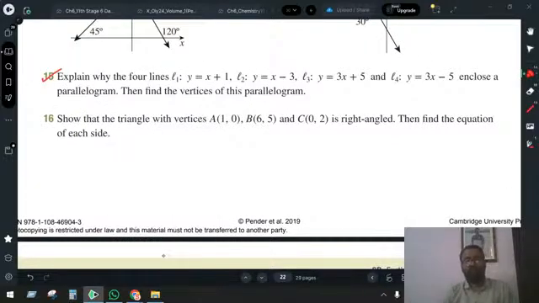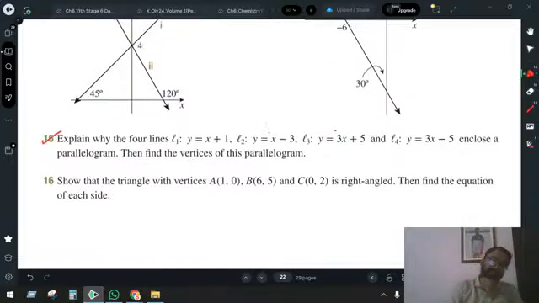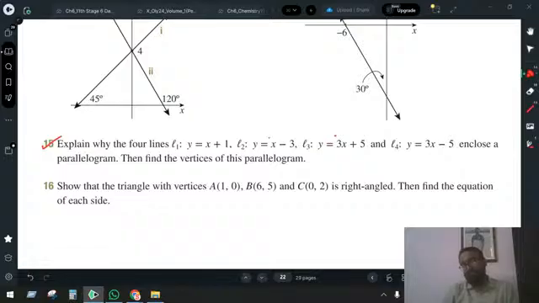Next, question 15. L1, L2, L3, L4 enclose a parallelogram. Find the vertices of the parallelogram. It is a big question. What is given? The four lines. And he is saying that it forms a parallelogram, which means opposite lines are parallel.